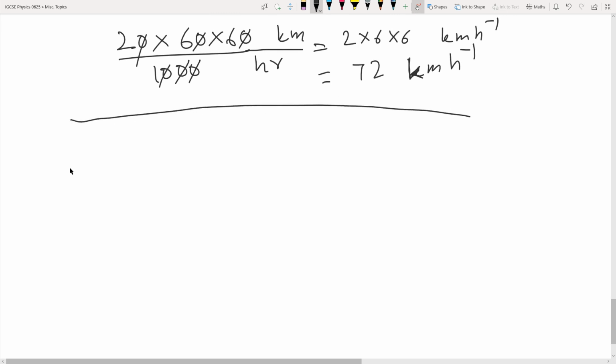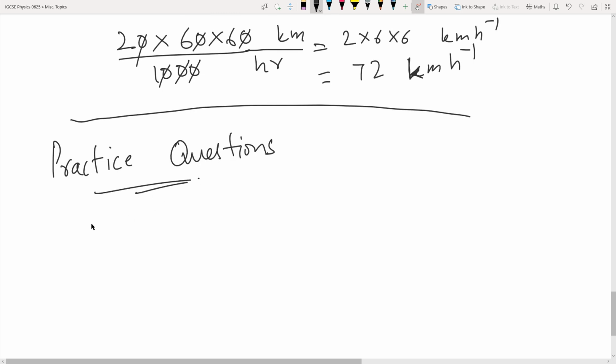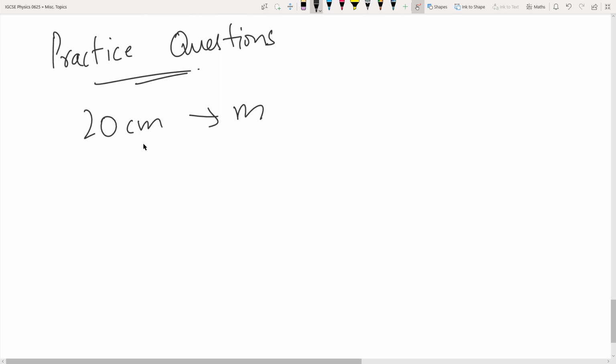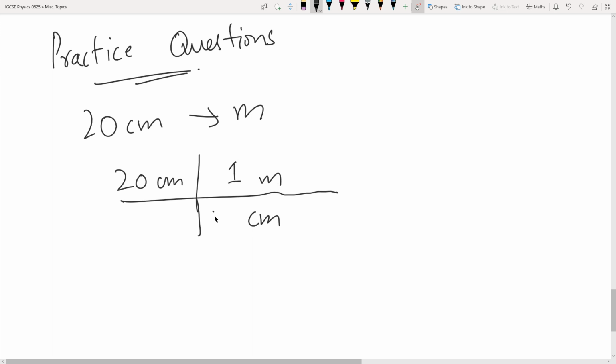So again, now time for practice questions. Let's do some practice questions. Convert 20 centimeters into meters. You can use the same method. We have 20 centimeters, nothing at the bottom, so we need centimeters at the bottom and meters on the top. We know 1 meter has 100 centimeters, so we cancel off, and we get 20 divided by 100 meters, which is 0.2 meters.